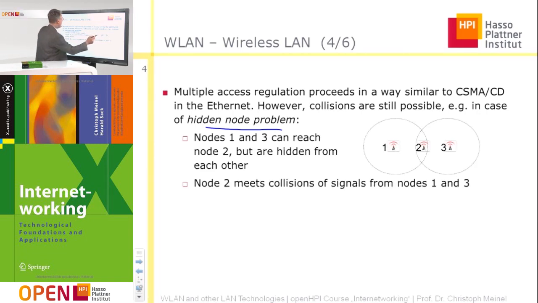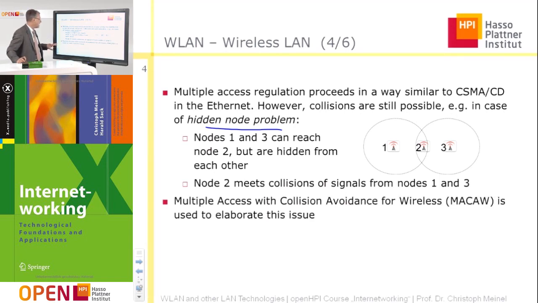Let's consider this situation. We have 3 nodes, and 1 and 2 are within reach, and 2 and 3 are within reach of each other, but 1 and 3 cannot see each other. So if node 1 listens to the network around and sees that there is no packet sent, then it can start communication. And at the same moment, station 3 also sees no data packet transmitted. So both see that the communication medium is free and start to send signals, and of course they will collide. Collision occurs because node 2 receives signals from node 1 and node 3 at the same time.